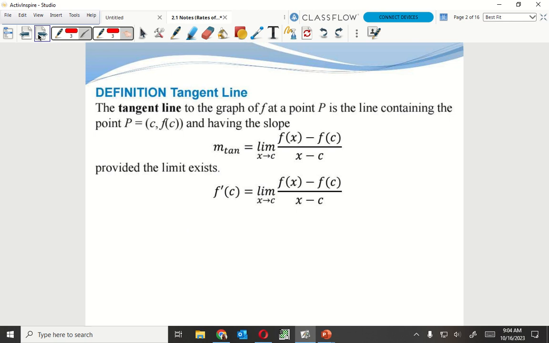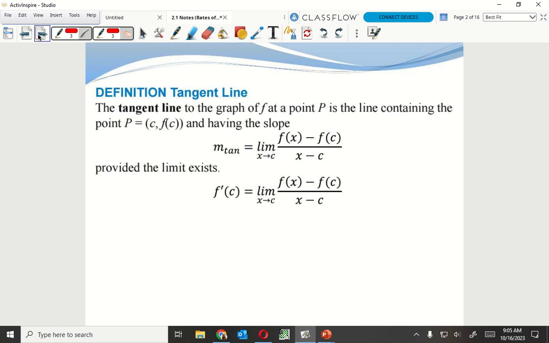Now, definition of a tangent line. First, tangent means it is touching at a single point. The tangent line to the graph at a point P contains the point and has the slope, if it exists. So, all these things, we're finding the limit as it approaches that number for the tangent, where m is going to be the slope of the tangent at that point.